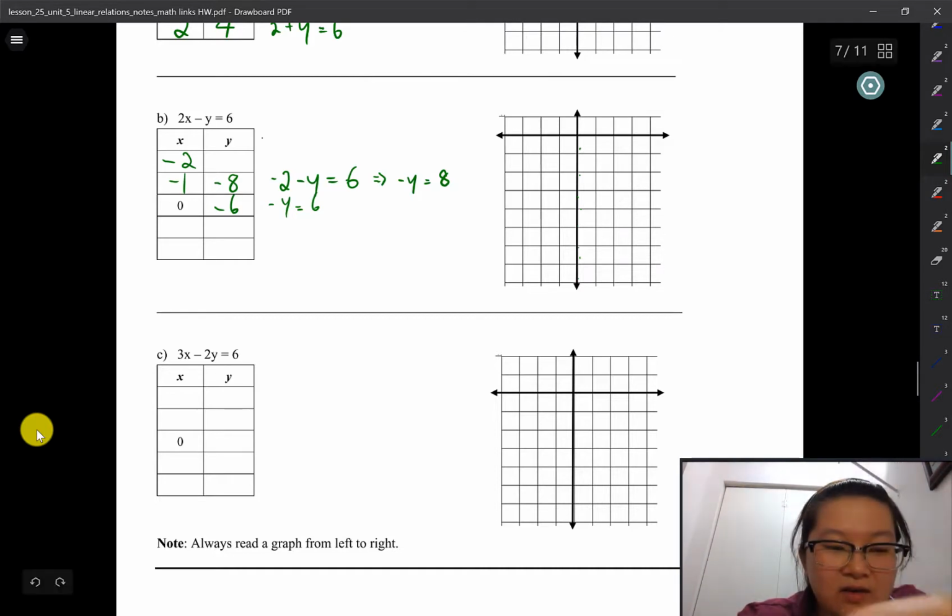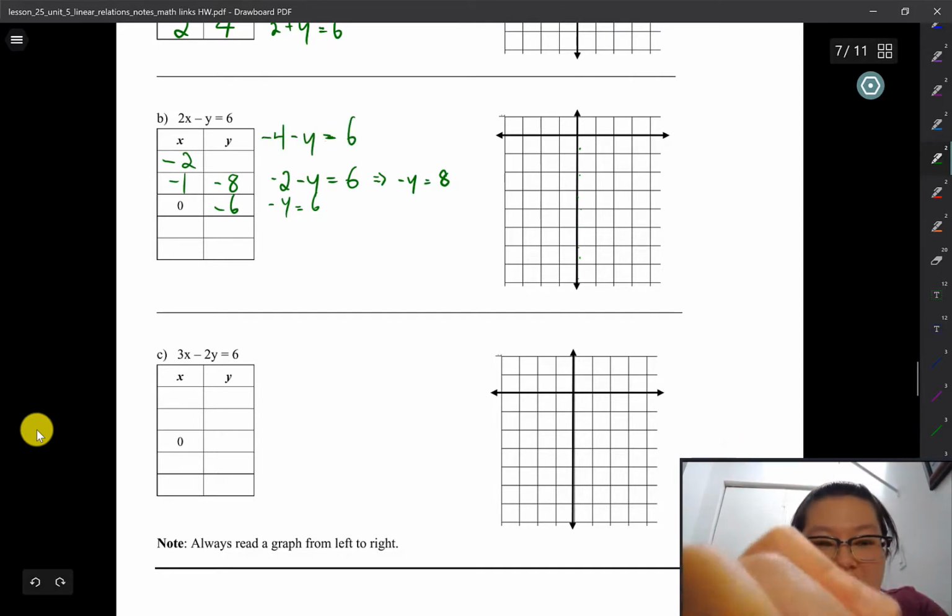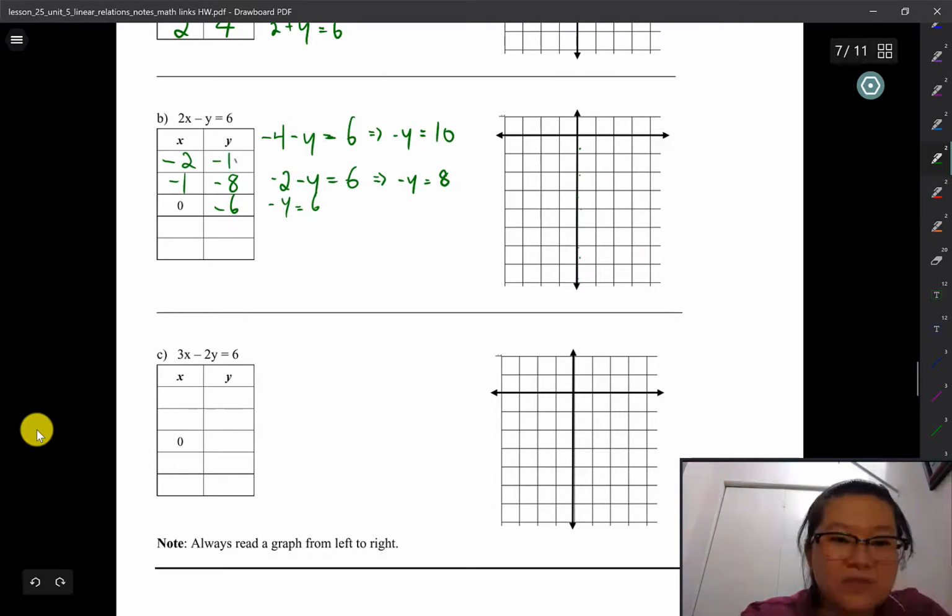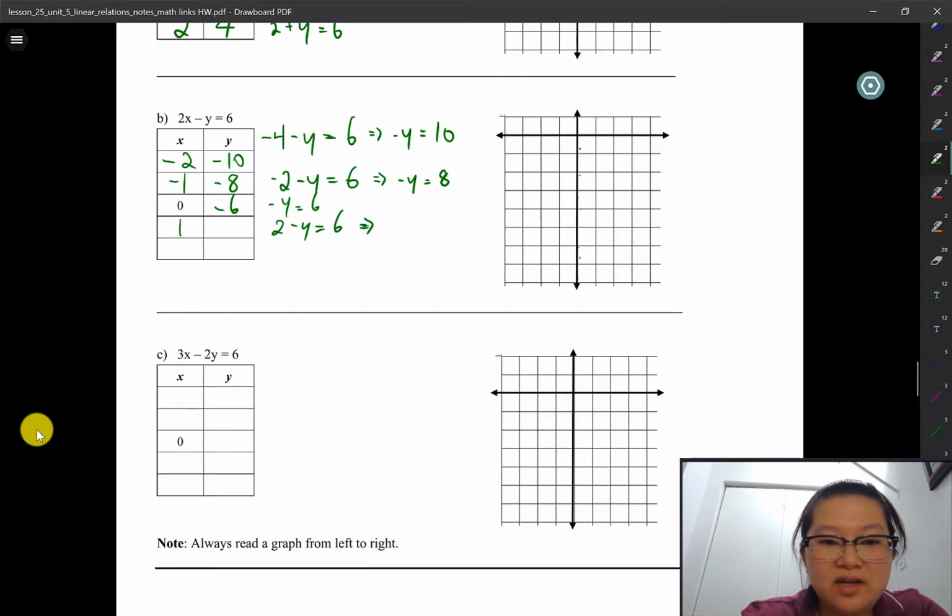So we get here, negative 2 times 2 is negative 4, minus y equals to 6. If I move negative 4 over, I get negative y is equal to 10. So y will be equal to negative 10. Let's do x is equal to 1 then. So 1 times 2 gives us 2 minus y equals to 6. Rearranging this, I move 2 to the other side, so 6 minus 2. Negative y is equal to 4, so y is equal to negative 4.